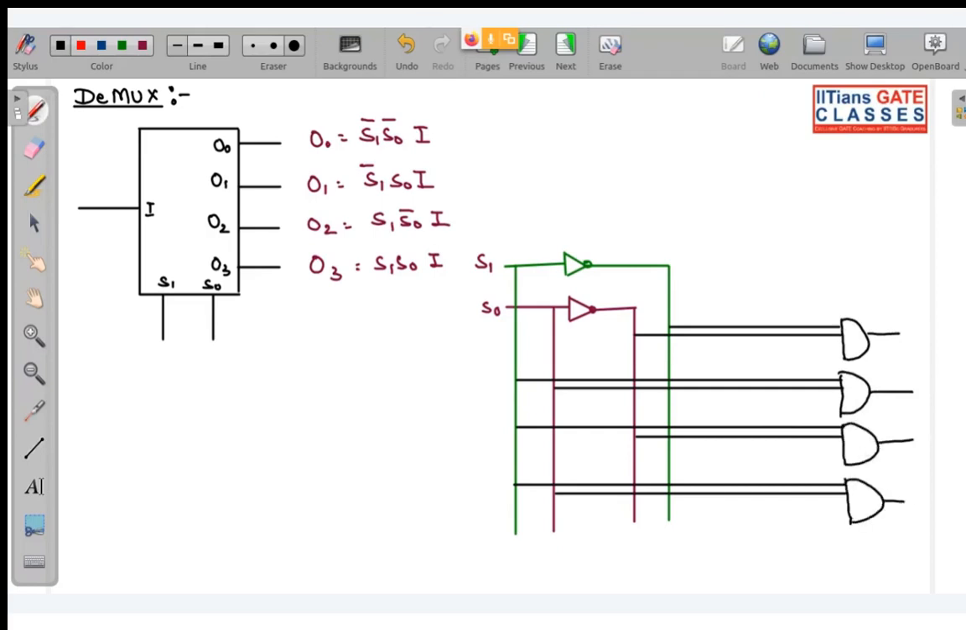So either you can keep a common line for I, or here, because I don't want to make the diagram clumsy, I am keeping I over here. But usually there is one single line for I. So this will be O naught, this will be O1, this will be O2, this will be O3. So this is the circuit diagram for your demultiplexer. Is this clear? Any doubt in this? Or else we will move to the next topic.